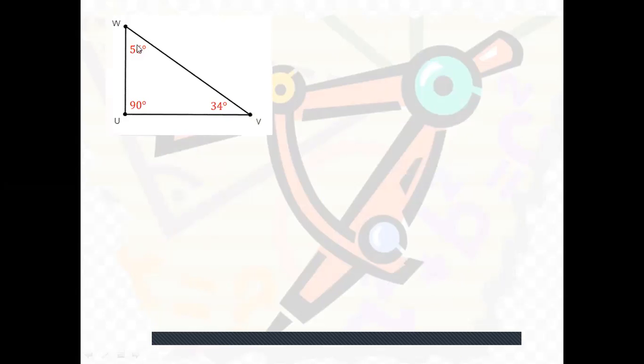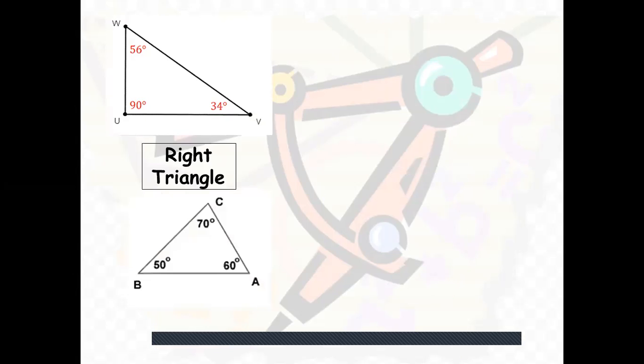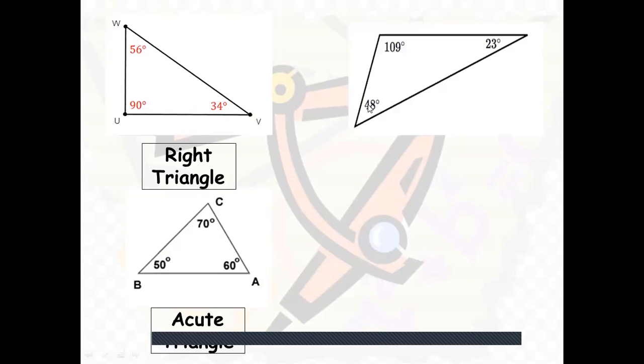This has one angle 56, one is 34, but one is 90. Because of this 90 degree angle, it makes it a right triangle. Then this one is 60, one angle is 70 degrees, one angle is 50 degrees. So all three are acute angles, which makes this an acute triangle. Here, similarly, we have 48 degrees, 23 degrees, so that makes two acute, but here one is more than 90 degrees, which makes this an obtuse angle. So as a result, we call this an obtuse triangle. An obtuse triangle has one obtuse angle and two acute angles.